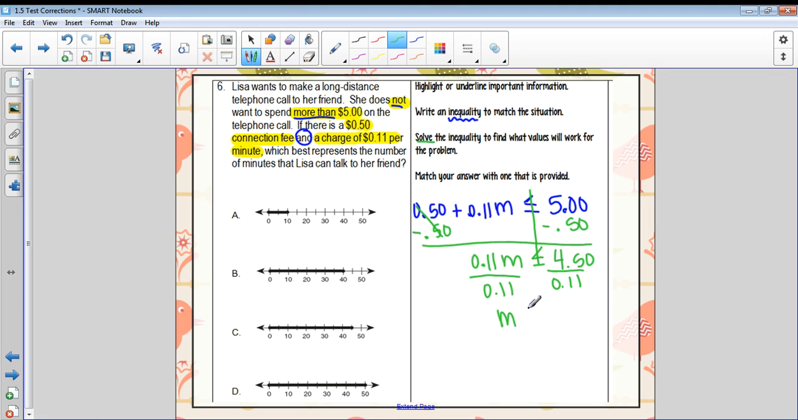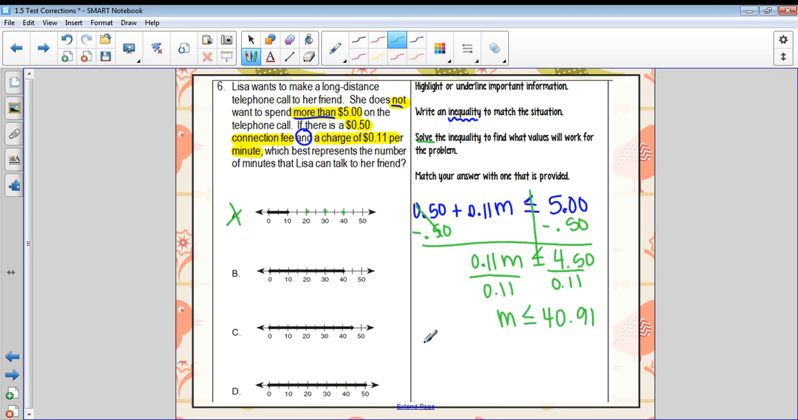Plug that in my calculator. I'm going to get a really ugly number. I'm going to go ahead and write 40.91. I'm going to round to 2 decimals. So what this is saying here is that Lisa can talk for less than or equal to 40.91 minutes. So if I'm looking at my answer choices, yes, she could talk 10 minutes, but she can also talk 20 minutes and 30 minutes and 40 minutes because my inequality says that.